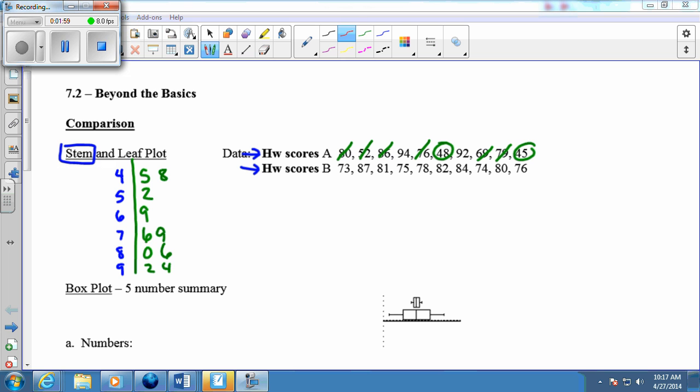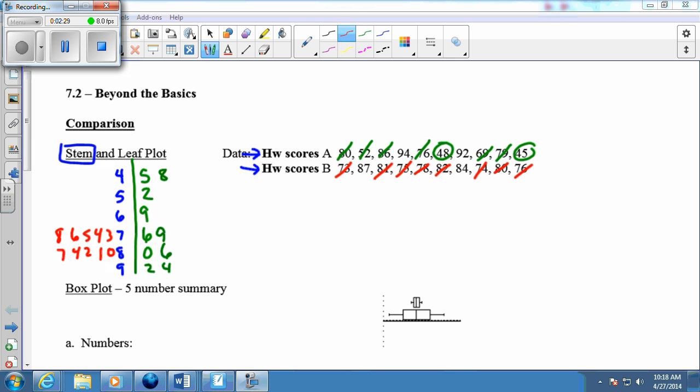So then I go to the 70s, and I have a 73, a 74, a 75, a 76. So 73, 4, 5, 6. So you can see we back them this way. I also have a 78. Then I'll go to the 80s, and I have an 80, an 81, and an 82. So there's my 80, 81, 82, 84, and 87.